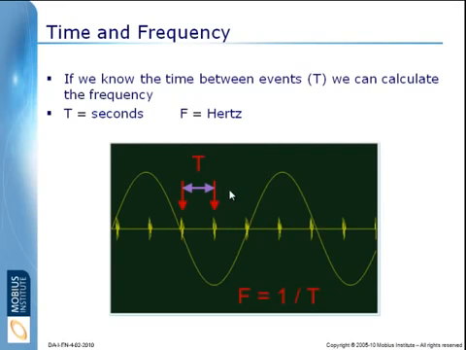Now, if we know the amount of time between clicks, or between impacts, we can calculate the frequency of impacting.